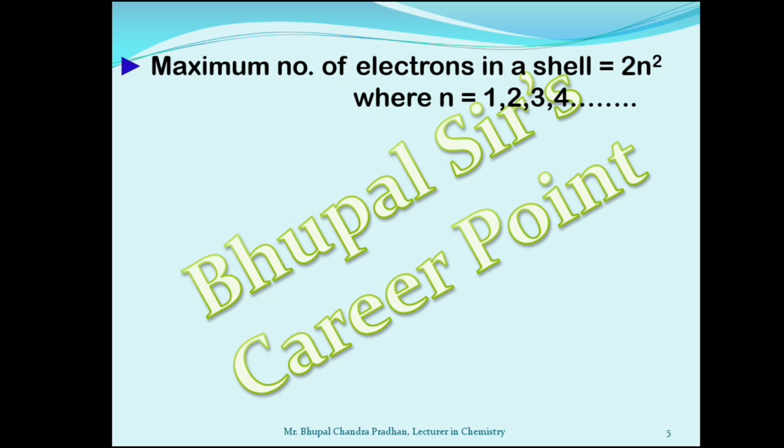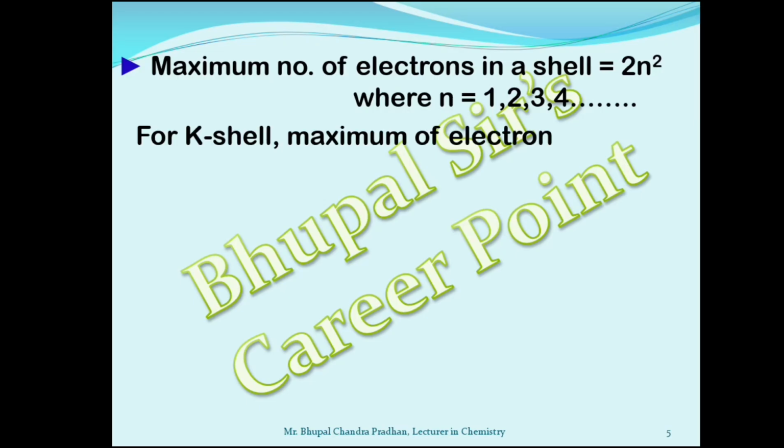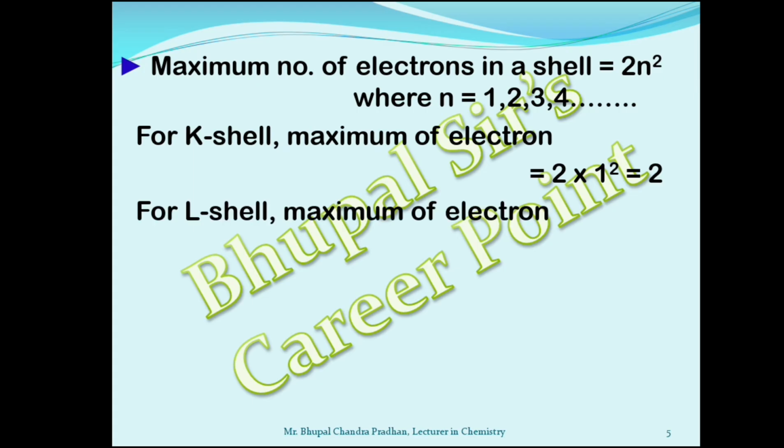The maximum number of electrons in a cell can be found out by using the formula 2n square. So the 2n square rule is used to calculate the maximum number of electrons in a cell where n is equal to 1, 2, 3, 4 and so on. For K cell, maximum number of electrons is equal to 2 into 1 square, that is 2. For L cell, n is equal to 2, that is 2 into 2 square, that is equal to 8.